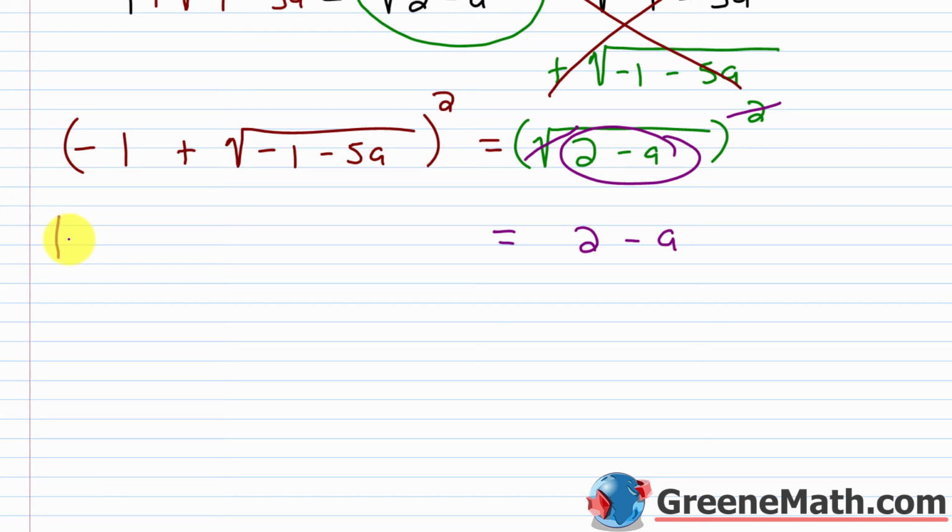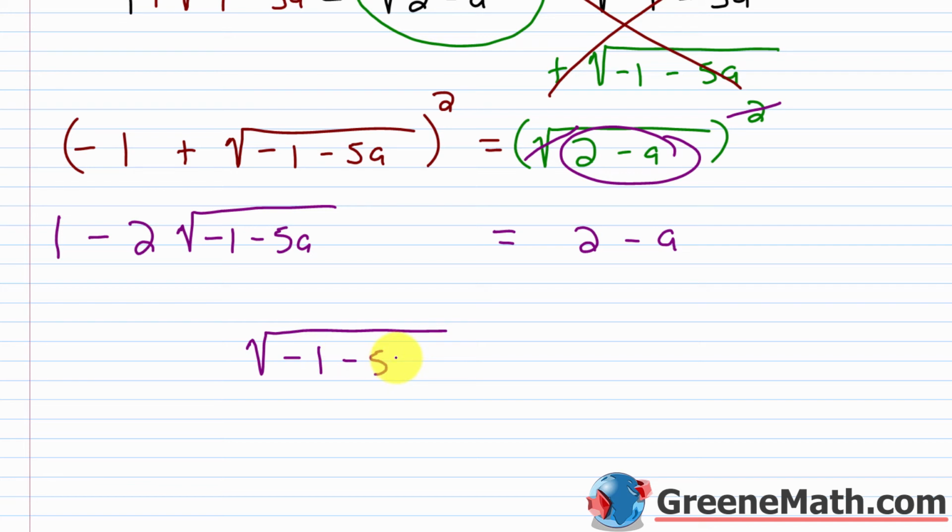And then the next thing would be, we would have plus 2 times this guy times this guy. 2 times -1 is -2, so I'll write -2, then times the square root of -1 minus 5a. Then the last thing is I want this guy squared. Well, if I squared the square root of -1 minus 5a, we again know that this would cancel with this, and I'd be left with this. So I'd have -1 minus 5a.